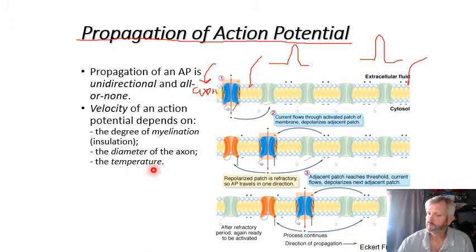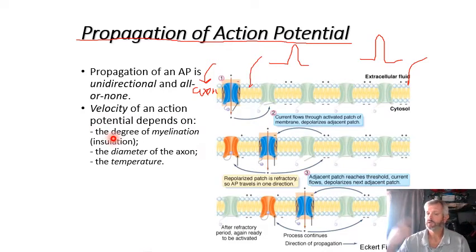Temperature. We keep our temperature rather constant. When we're exercising, we raise our temperature, and we're actually able to move our muscles faster once we exercise. That's one of the factors, temperature, but the two main factors we're looking at are diameter, and the other is going to be myelination.